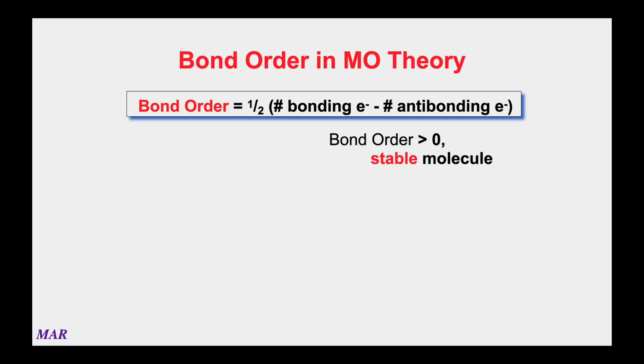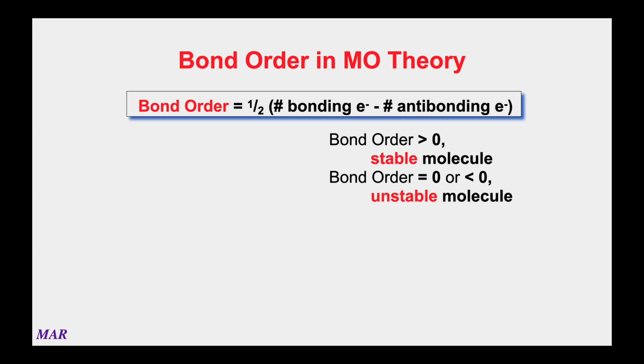If the calculated bond order is greater than 0, that means you have a stable molecule. It's a molecule that can form. On the other hand, if you have a bond order equal to 0, and we're going to see some of those, or in other classes you might have a bond order less than 0, but we won't see them in this class, those molecules are unstable and they probably won't form.